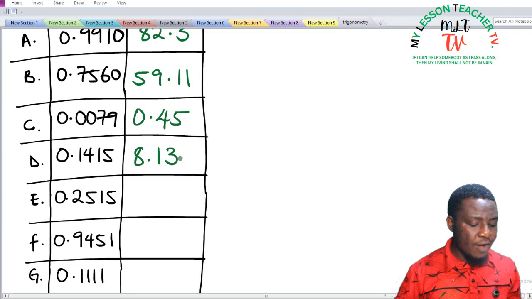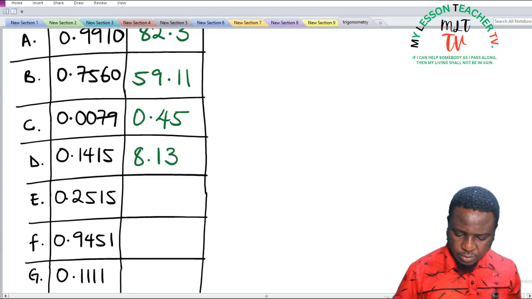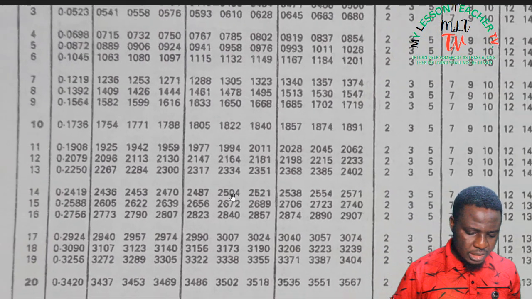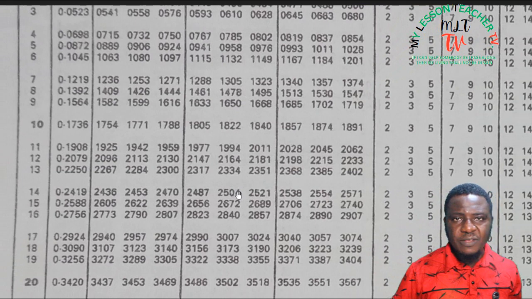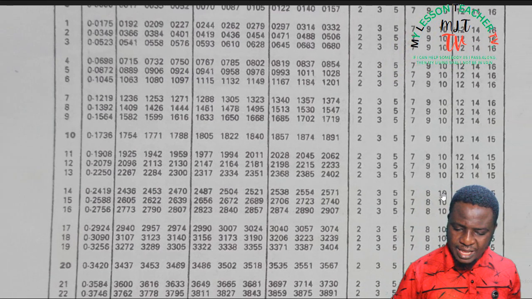E, we have 0.2515. You also go back to your sine table. 2515 should be somewhere here. Okay, so this is the smallest number before 2515. Now the difference is 11. 11 will be added to this to make it 2515. So you look for a difference of 11.